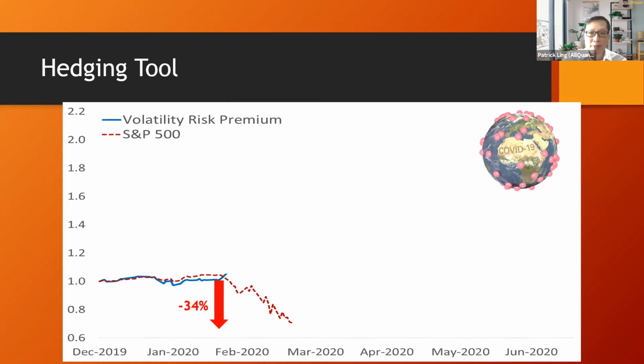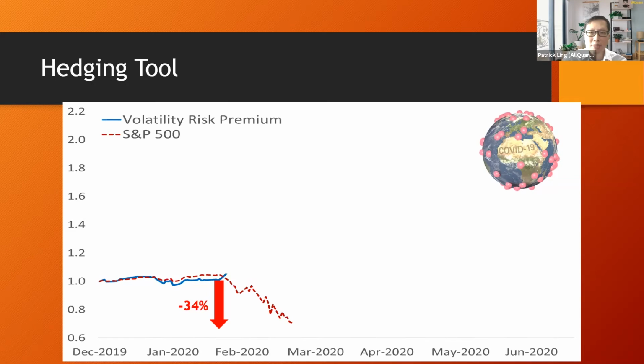This led to a spike in implied vol as many stock market participants scrambled to buy protection for their portfolio at the very last minute. At the same time, option sellers were highly uncertain about the crisis and were only prepared to sell options at a very high price.